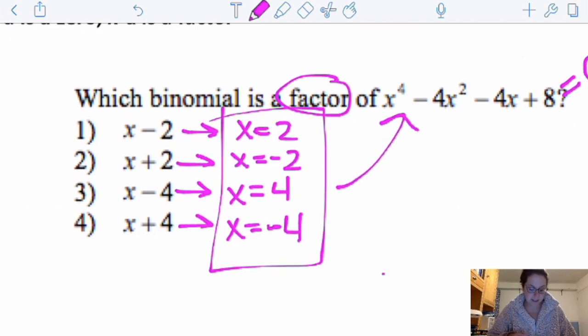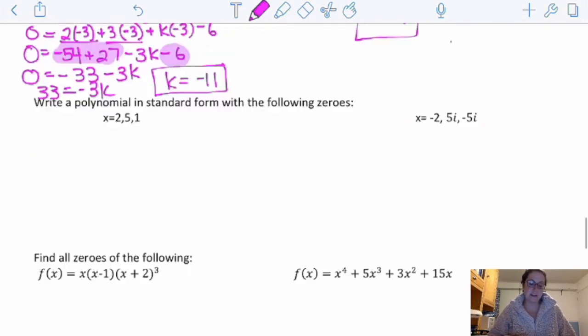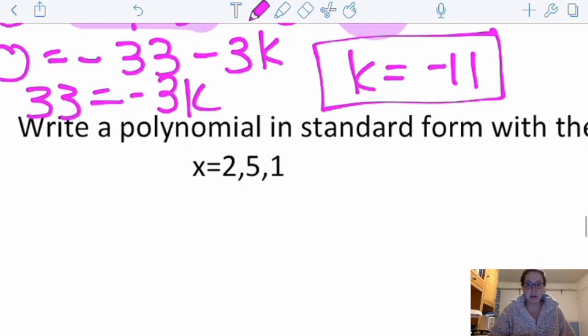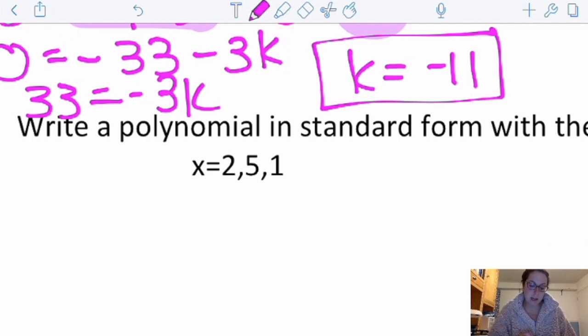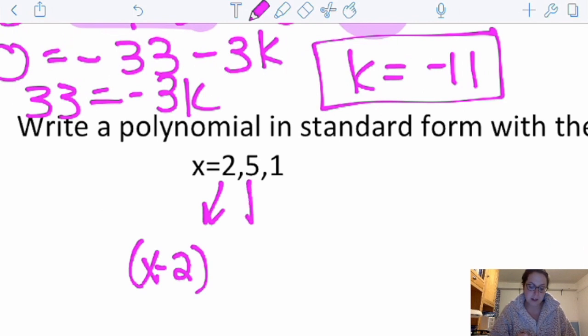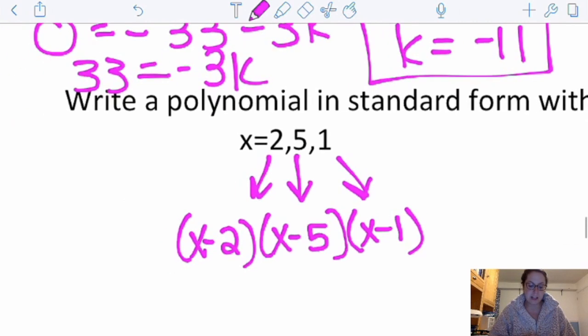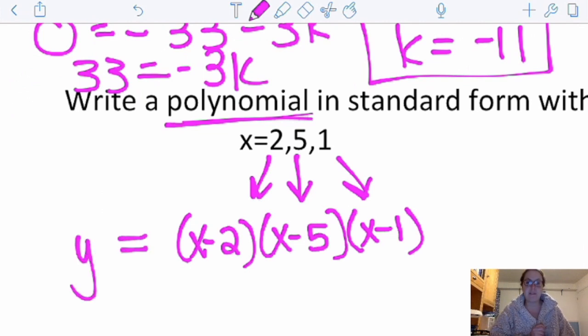Okay, next one. Write a polynomial in standard form with the following zeros. We have 3 zeros, so we know that we're going to need 3 factors. If 2 is a 0, then x minus 2 is a factor. If 5 is a 0, then x minus 5 is a factor. If 1 is a 0, then x minus 1 is a factor. And it wants a polynomial, so this should be an equation. You could do y equals, or f of x equals, whatever you want. This right here is in factored form, not standard form. Remember, for standard form, we need it multiplied all the way out.